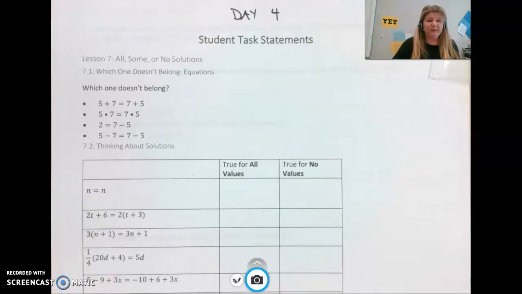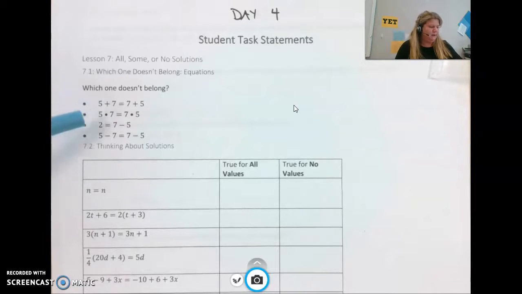So if you'll just take a moment and highlight the one you think doesn't belong, and after, write a reason why, and after you've done that, you can come back to the video. There is not a correct answer per se for which one doesn't belong. I will share a little bit of reasoning.